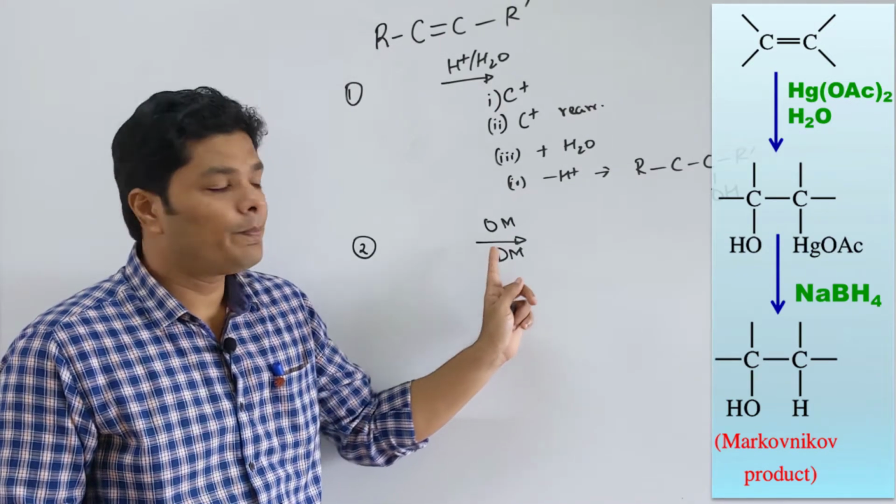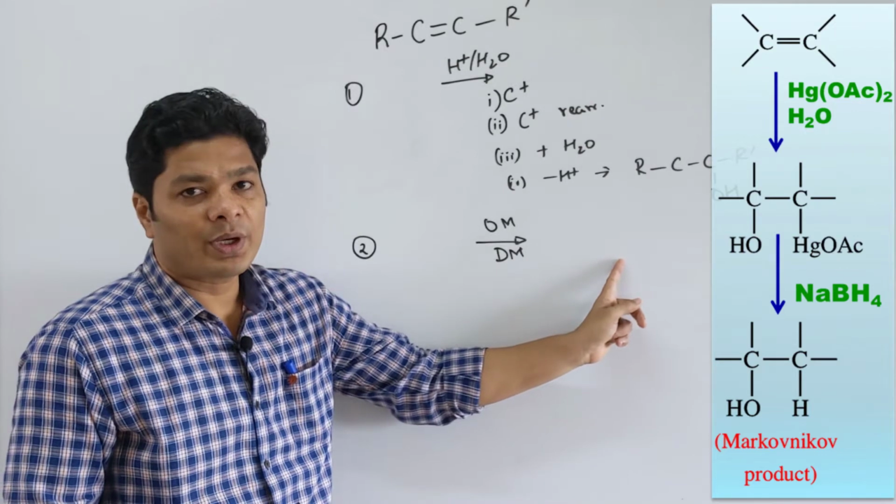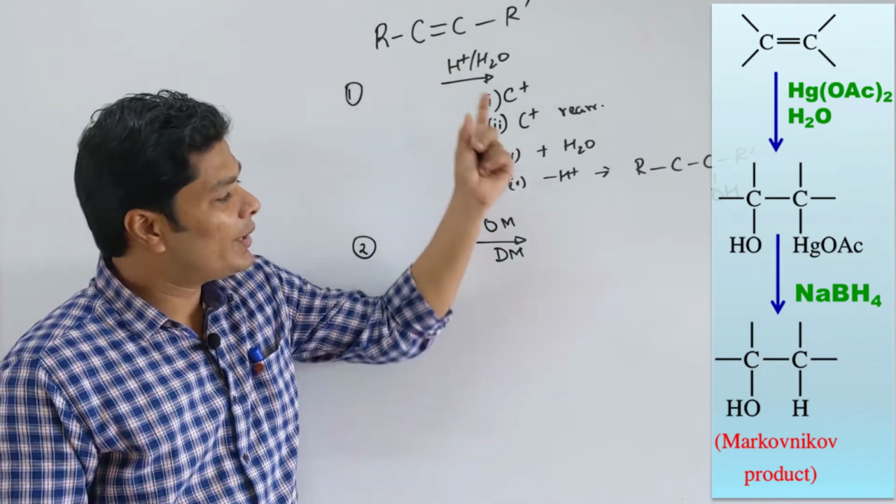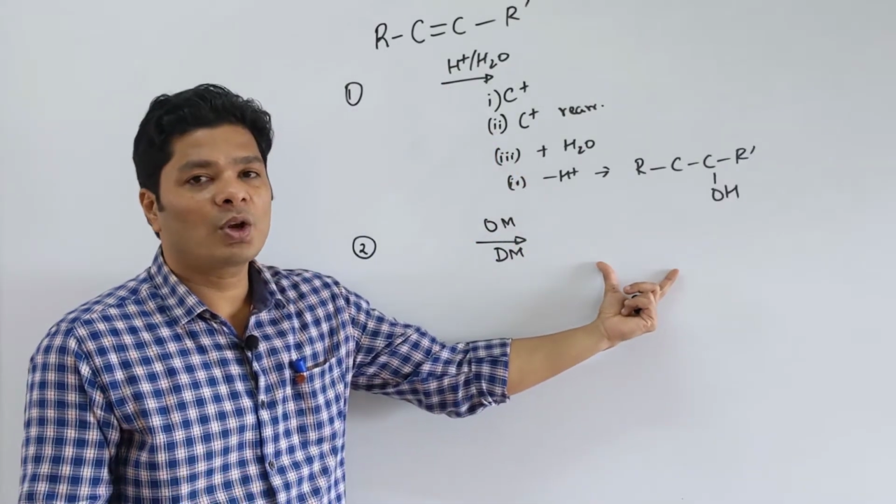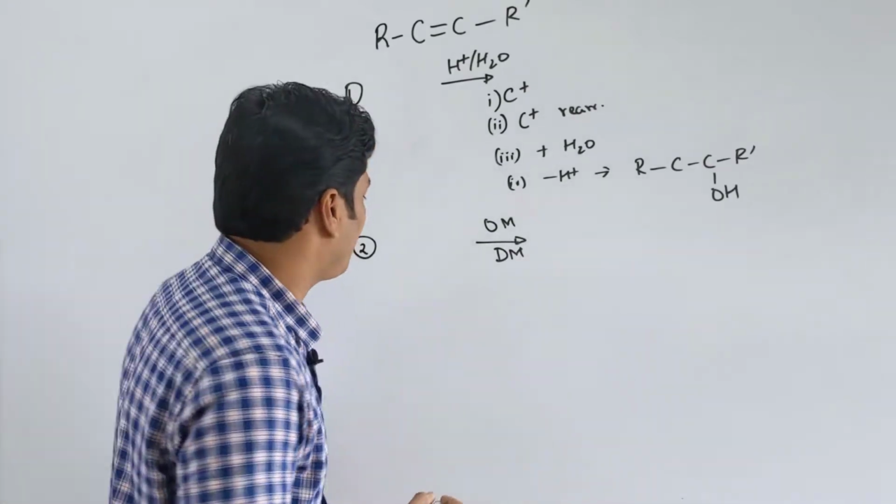What's the difference between these two is this gives Markovnikov product, this also gives Markovnikov product, but oxymercuration, demercuration does not undergo carbocation rearrangement. So whatever compound is given, you get the corresponding alcohol, just the Markovnikov product, no rearrangement.